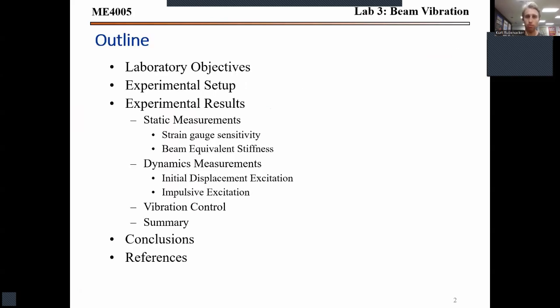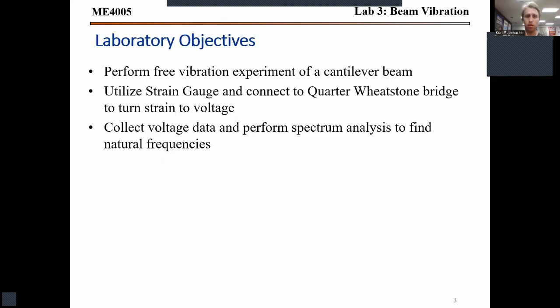Overall, the outline is very similar to the report. You have the objective, the setup, the results, then the conclusion. First, for the objectives, we want to perform a free vibration experiment of a cantilever beam. We want to then utilize the strain gauge and connect it to a quarter Wheatstone bridge to turn output strain into voltage. Then we want to take that collected voltage and perform a spectrum analysis and all these other plots and analyses so that we can figure out the damping ratio, the natural frequency, the damped natural frequency, and the sensitivity of all of it.